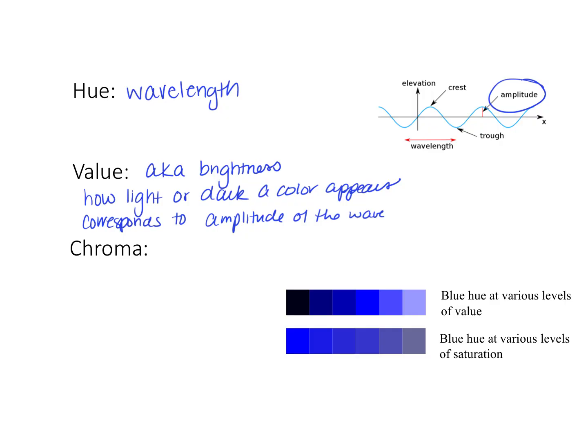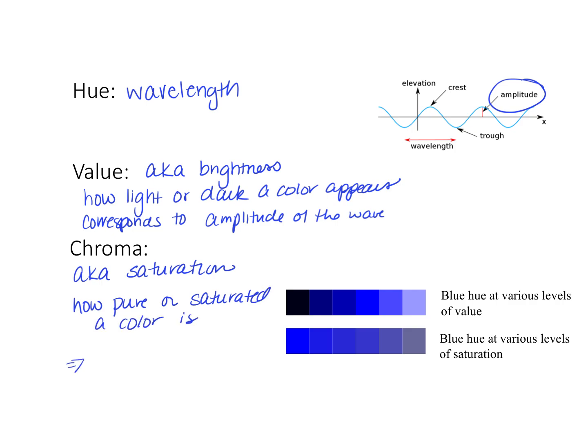And then we also talk about chroma, and chroma is also known as saturation. This is how pure or saturated a color is. The color becomes less saturated, or duller, as its complement is added. So the way you make a color duller or desaturated is you add its complement.